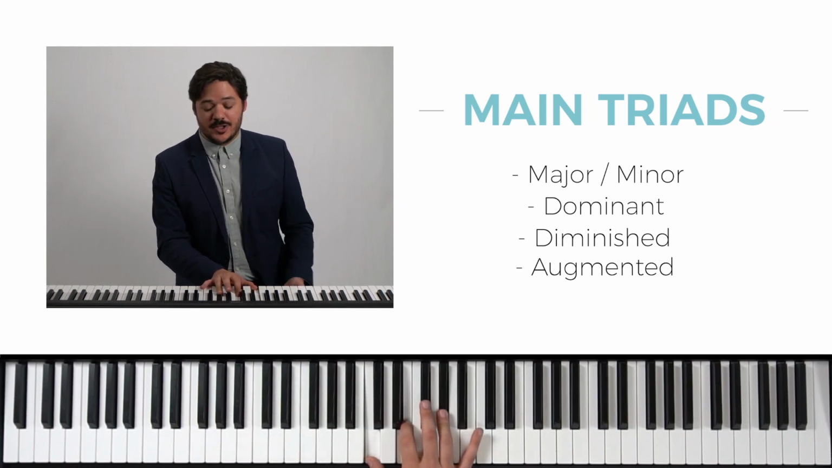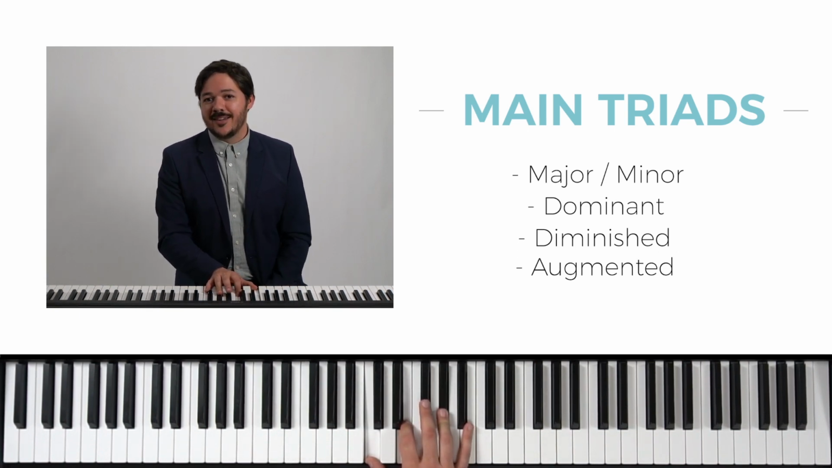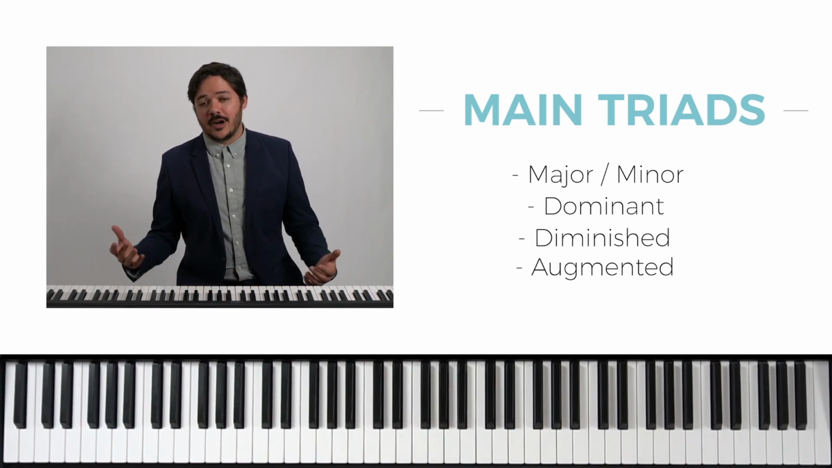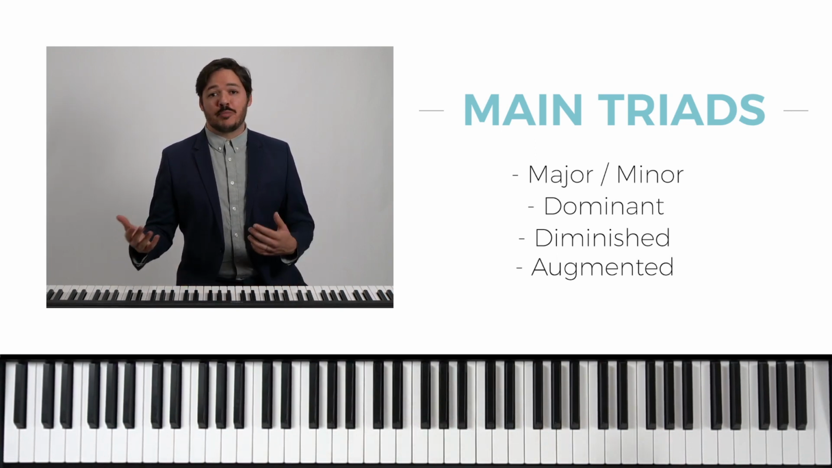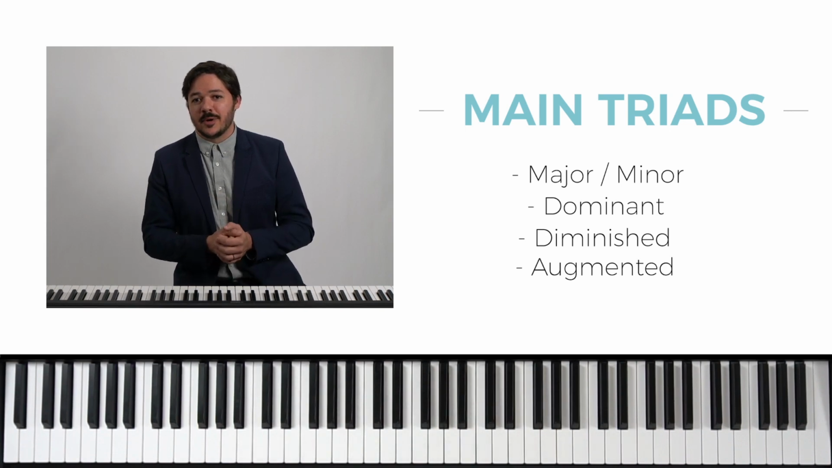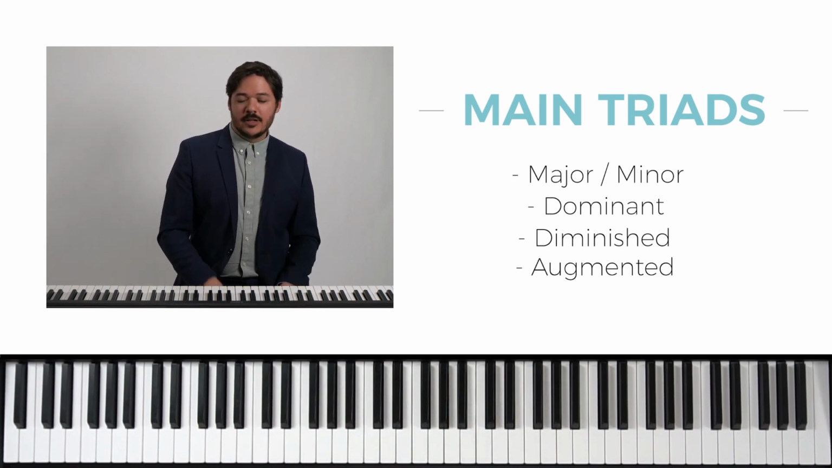Now this is called a C augmented triad. Another way to think about augmented triad is major chord with a sharp 5. This is literally what it is. That's the formula. So let's go over these one more time.